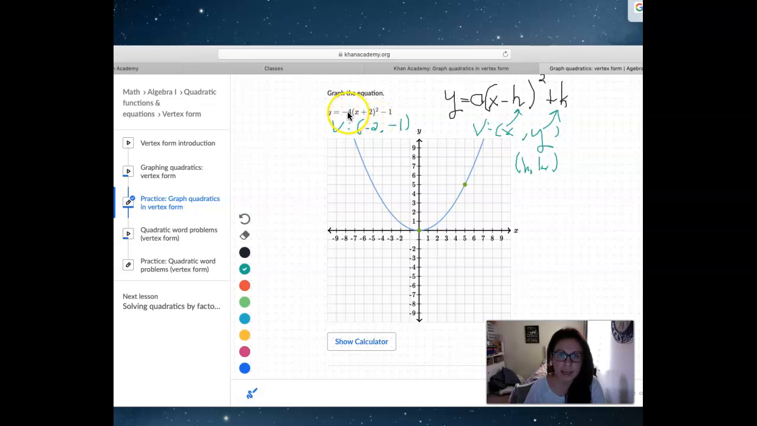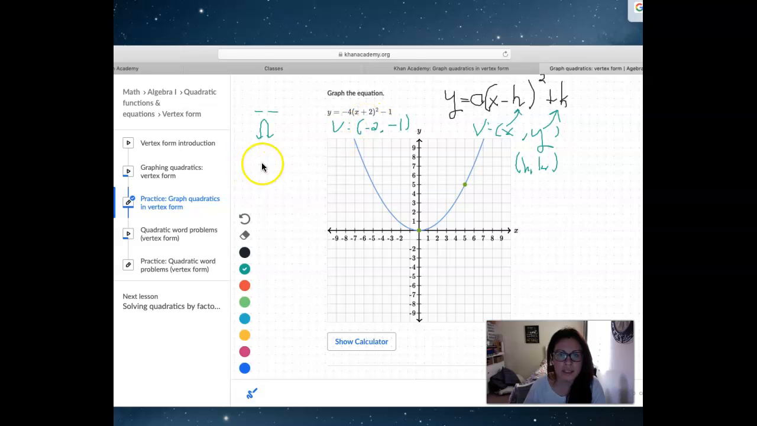So this is going to be my a value. The negative says that my parabola opens downward, which we've already talked about in your foldable. If a is positive, it's happy. If a is negative, it's sad, it opens downward. So here we go. We're going to start with graphing the vertex and then our line of symmetry.